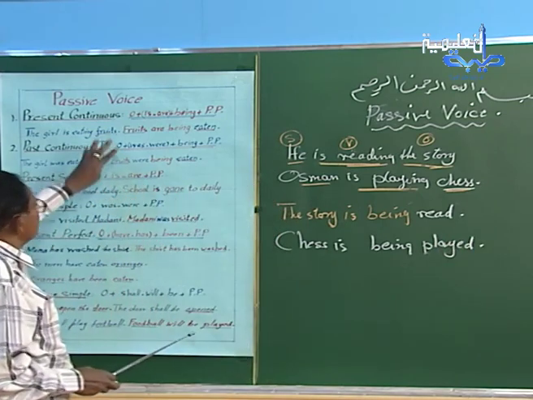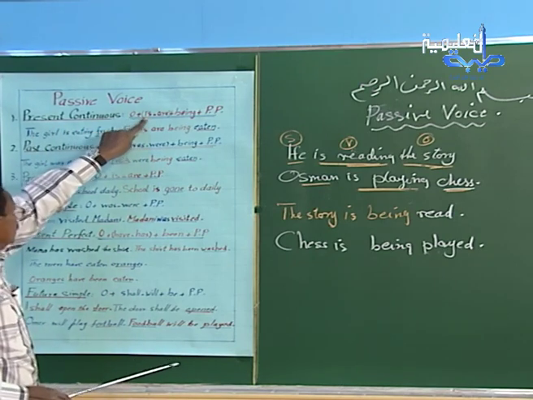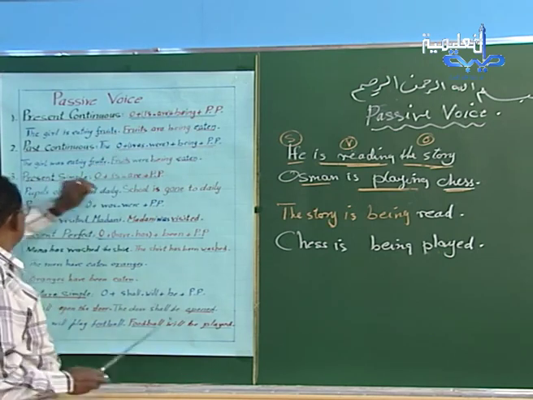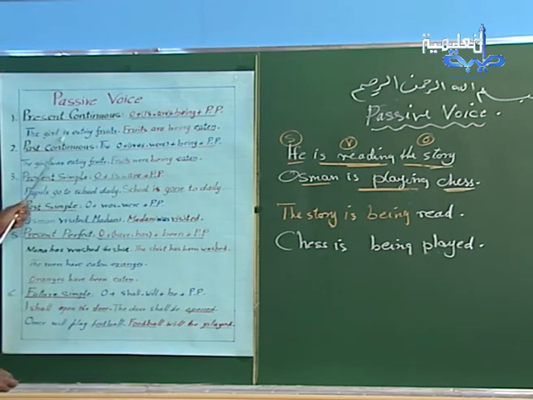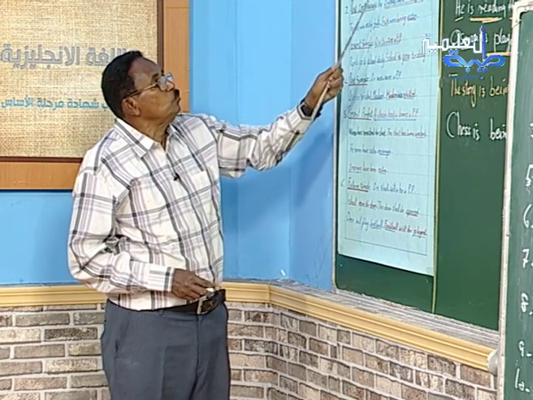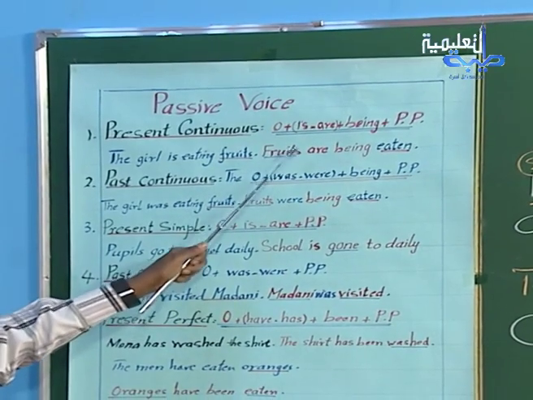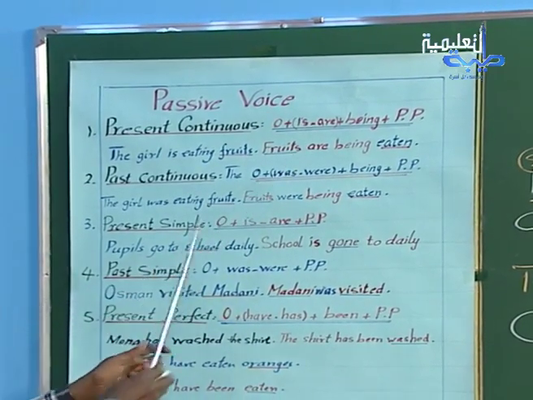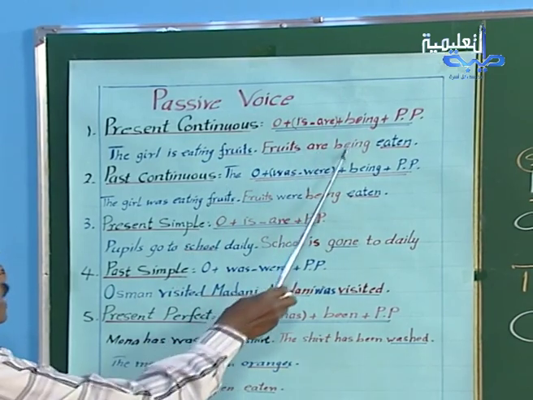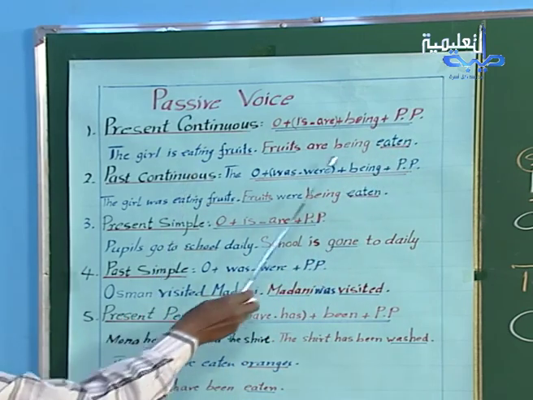For all the verbs, for example, for the present continuous, this is the rule for it: object plus is or are plus being plus past participle. Look here. The girl is eating fruits. Here the object is fruit. We are going to omit the girl because we are going to start with the object. After fruit there is or are. Fruit is plural, so instead of is we say are. After are we say being. After being we use the past participle of eating, which is eaten.